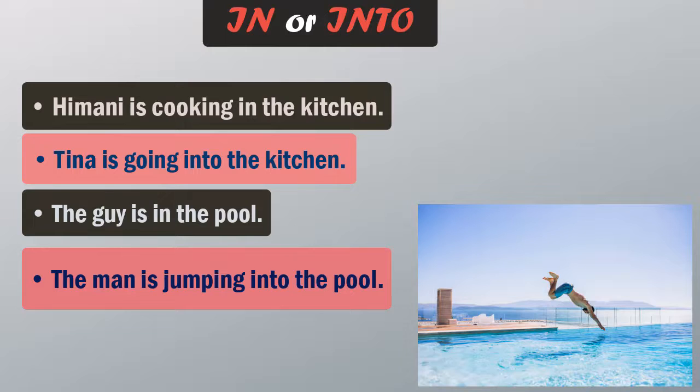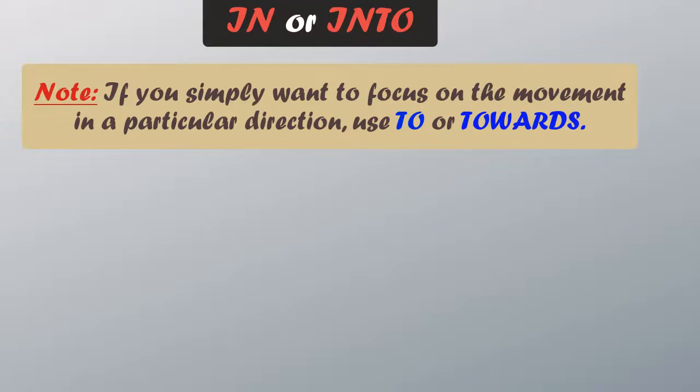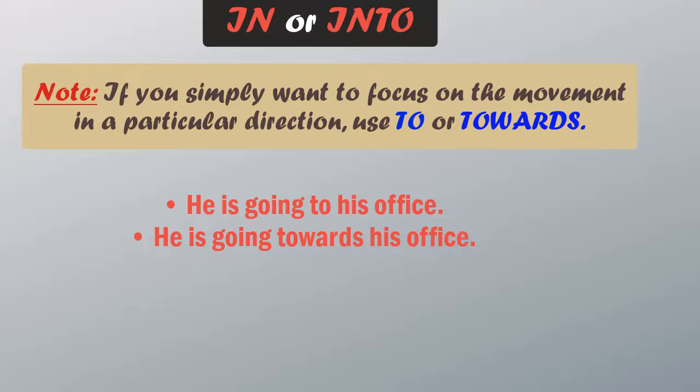Please understand this. He's going from one particular location, one distinct location, which is the land, right? And he's going from that particular location to another, which is the water, which is the pool. So he is moving towards a particular location and he's going inside that particular location. Getting the point? If you simply want to focus on the movement in a particular direction, use to or towards, don't use into.